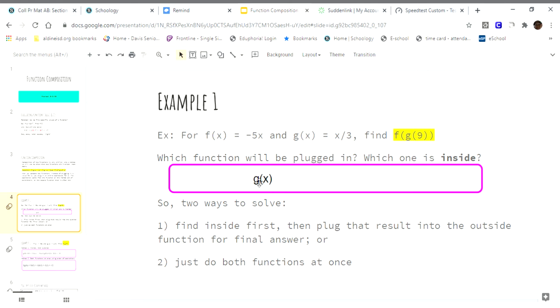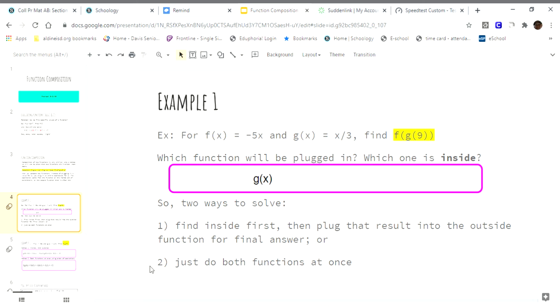So that would mean I'm going to find g of 9, I get a number, and then I plug that number into f of x, okay? And that's my final result. So I'm using both of the functions to get my final result. I'm composing both functions. Or the second method, you can just do both functions at once.